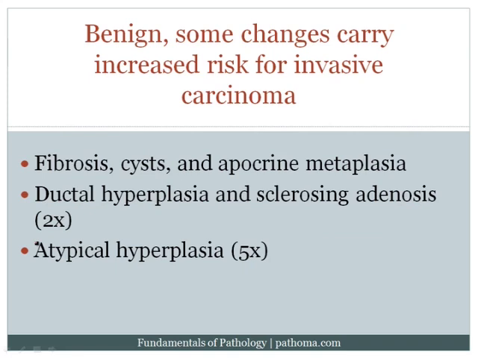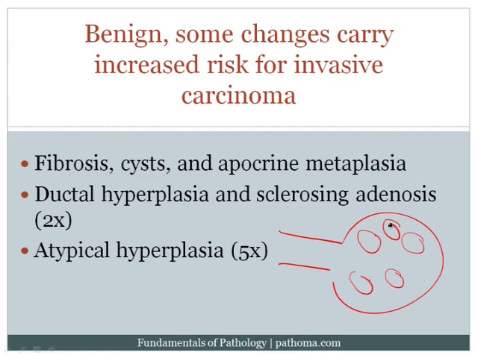Examiners do ask about this, so I'm going to discuss it. The idea here is if you've got the normal terminal duct lobular unit, remember that normally, in this normal unit, you should have 3 or 4 glands. Now in adenosis, what happens is you have too many glands. So instead of having 3 or 4, you have, I don't know, 10 or 15, for example. That would be adenosis.